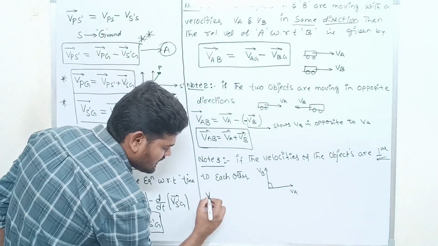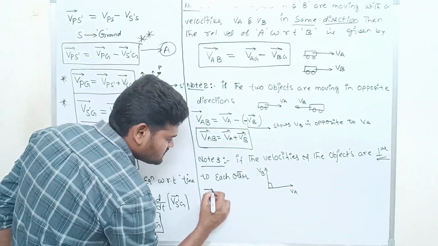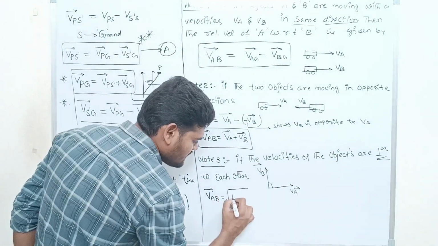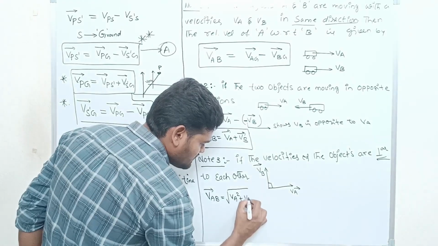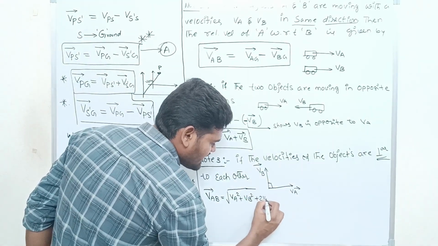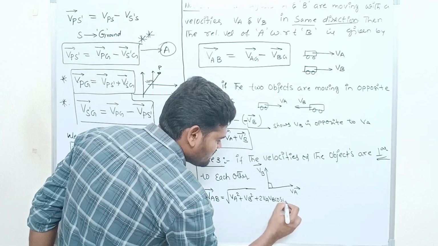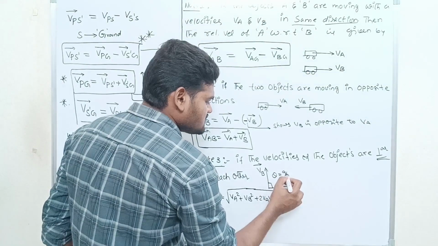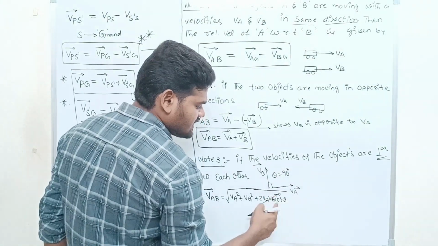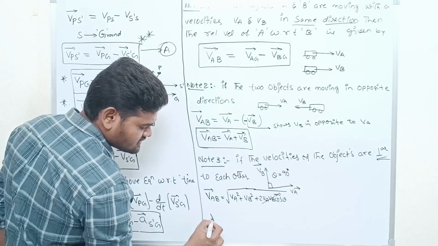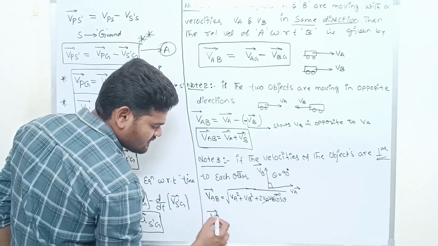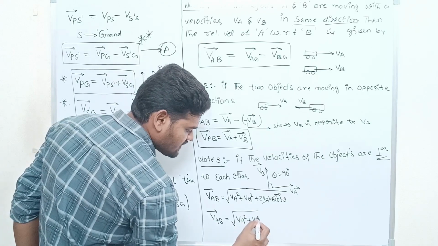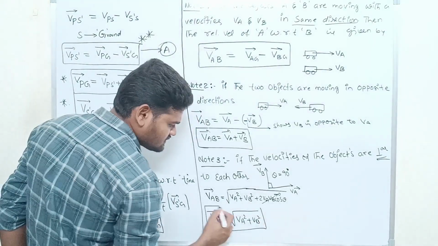The relative velocity of an object A with respect to an object B, in the form of vectors, is given by the square root of VA square plus VB square plus 2 VA VB cos theta. In the form of vectors I am finding this now according to the parallelogram law of vectors. What is theta here? Theta is equal to 90 degrees. Then the value of cos 90 becomes 0, so this term becomes 0. Then the relative velocity of an object A with respect to B is equal to the square root of VA square plus VB square.